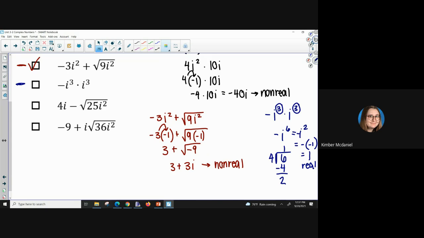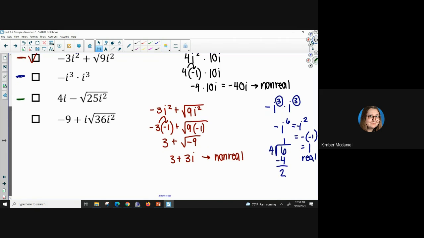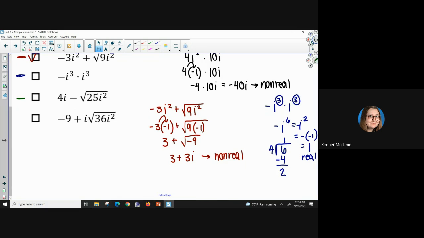Okay. I'm going to give you a second to get that down because I'm going to have to scroll down. I'm going to do this next one in green. Okay, I'm going to go ahead and be scrolling down.